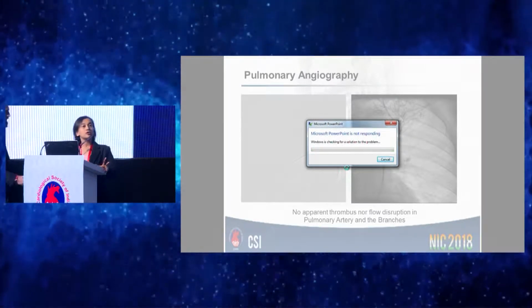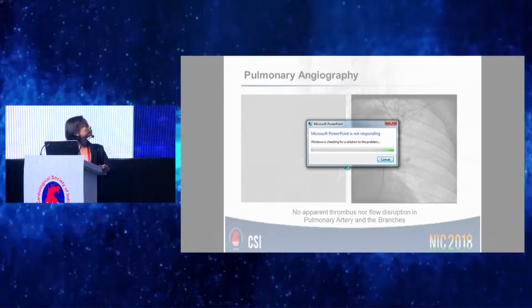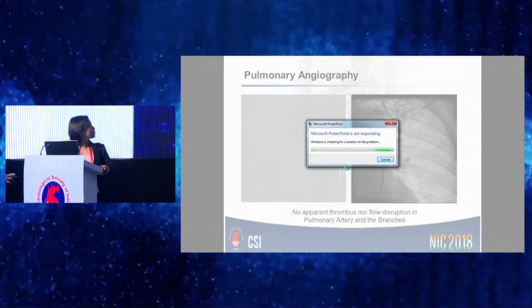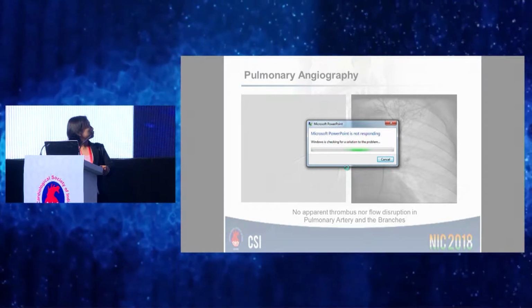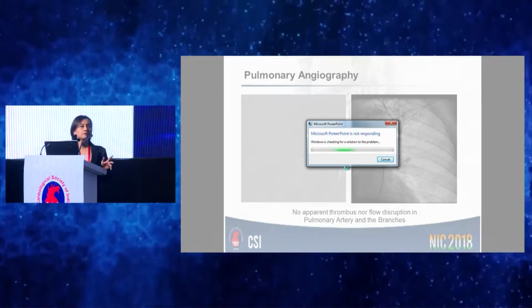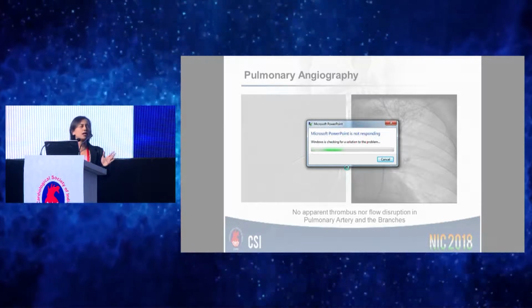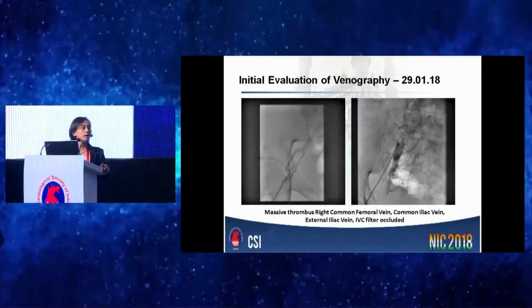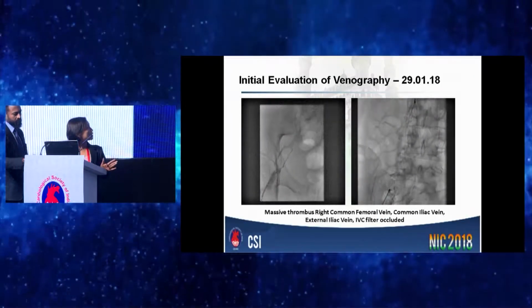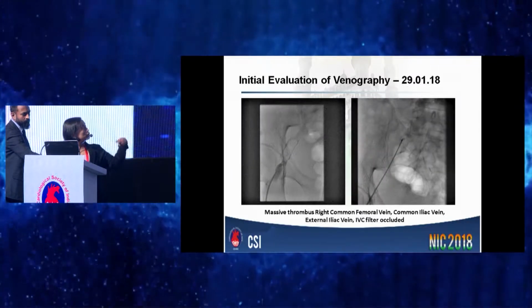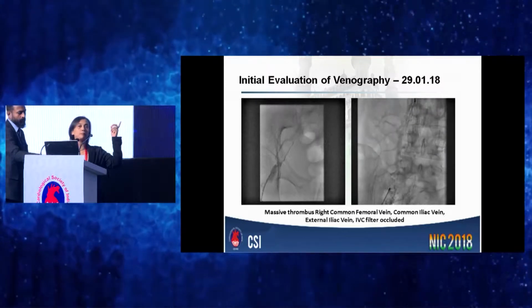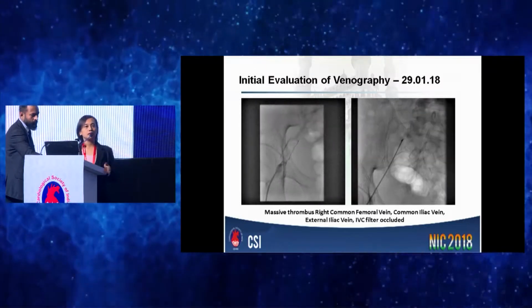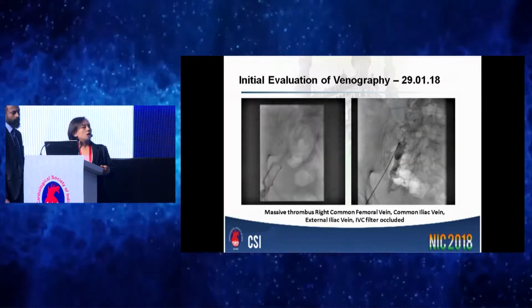Okay, so this is the initial peripheral venography. We used the right femoral vein access, and with the multipurpose catheter, we see a massive thrombus in the femoral vein, in the right common iliac vein and external iliac vein. And also, if you see the left side, the thrombus goes up into the IVC filter, and the IVC filter was totally occluded.